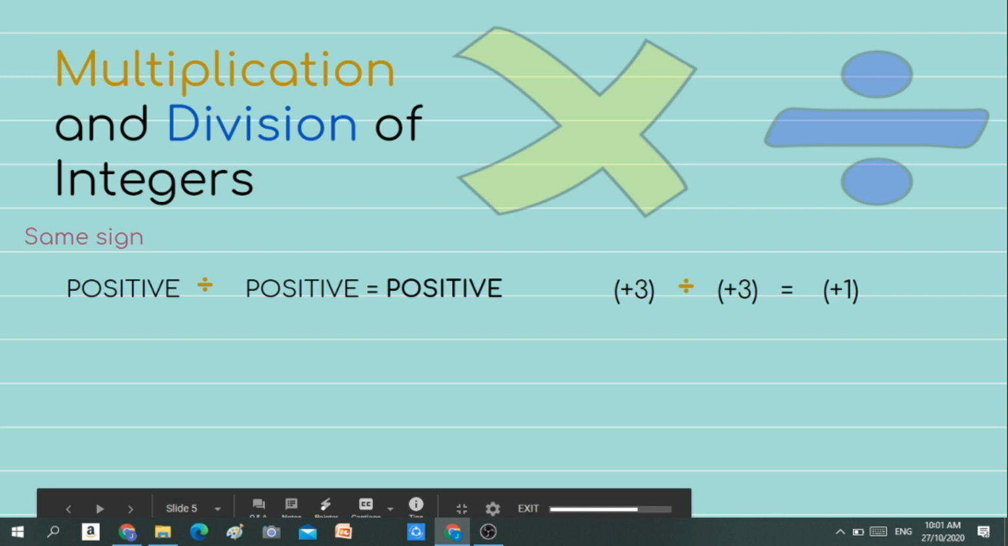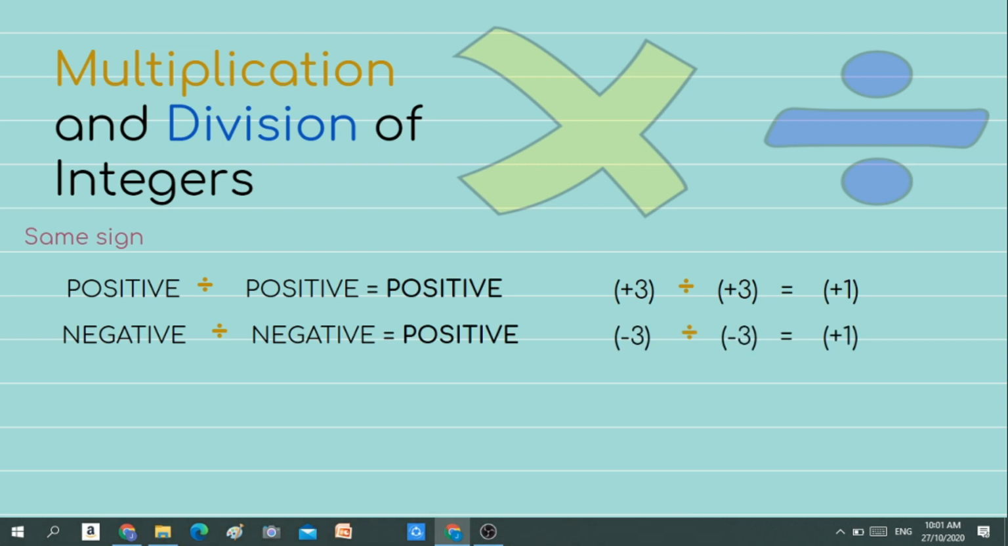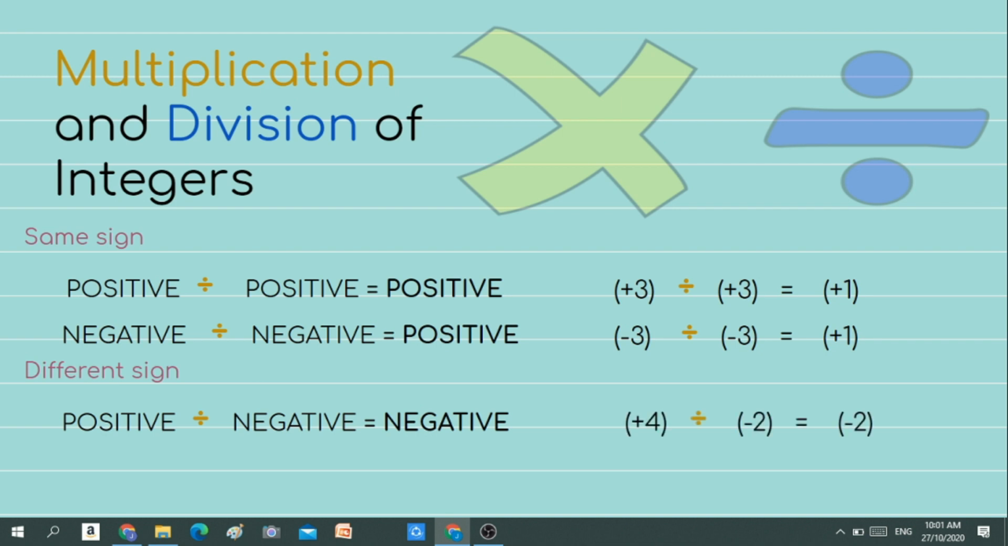And then, kapag meron naman tayong negative divided by negative, pareho silang negative, same sign, so positive pa din yung sagot. So, we have negative 3 divided by negative 3, that's positive 1. Okay? Next, pag different sign naman, positive divided by negative, ang sagot ay negative. So, meron tayong positive 4 divided by negative 2, so that is negative 2.